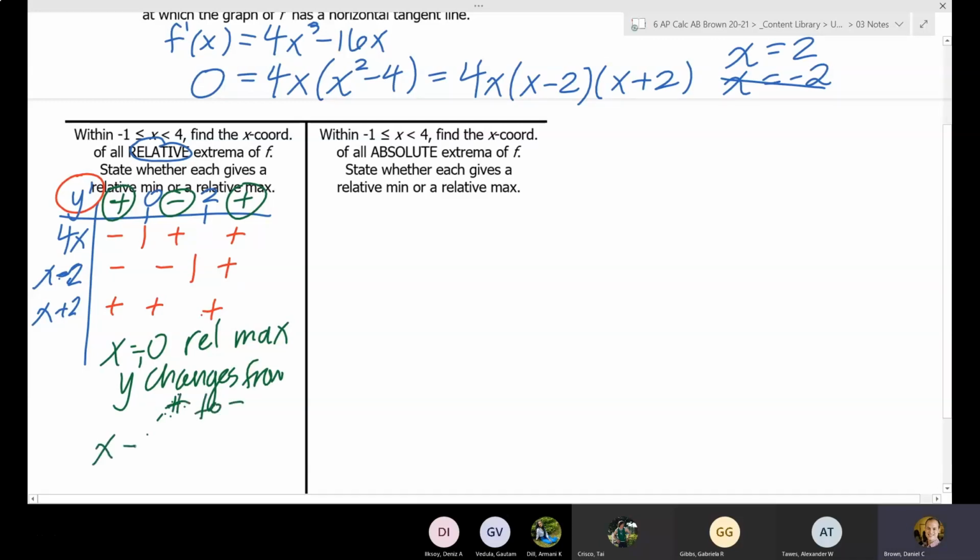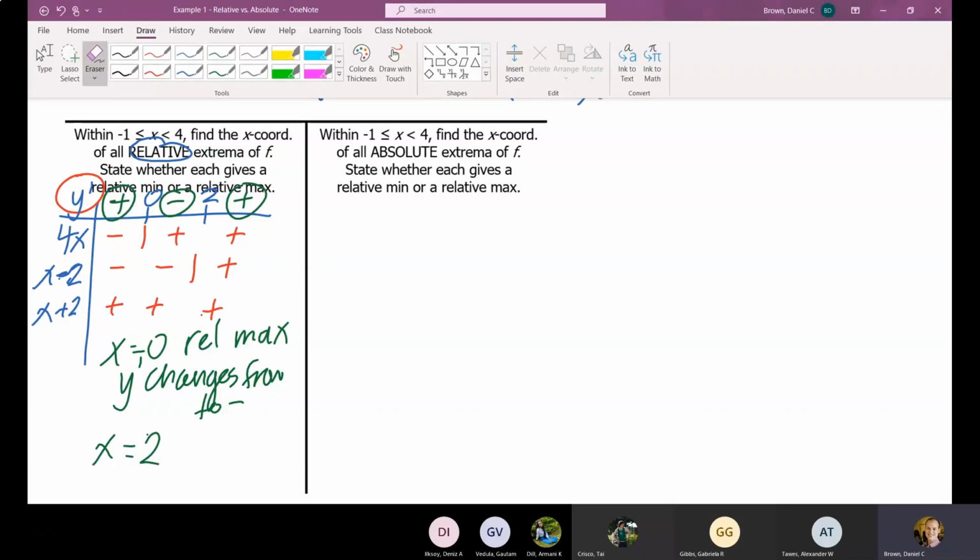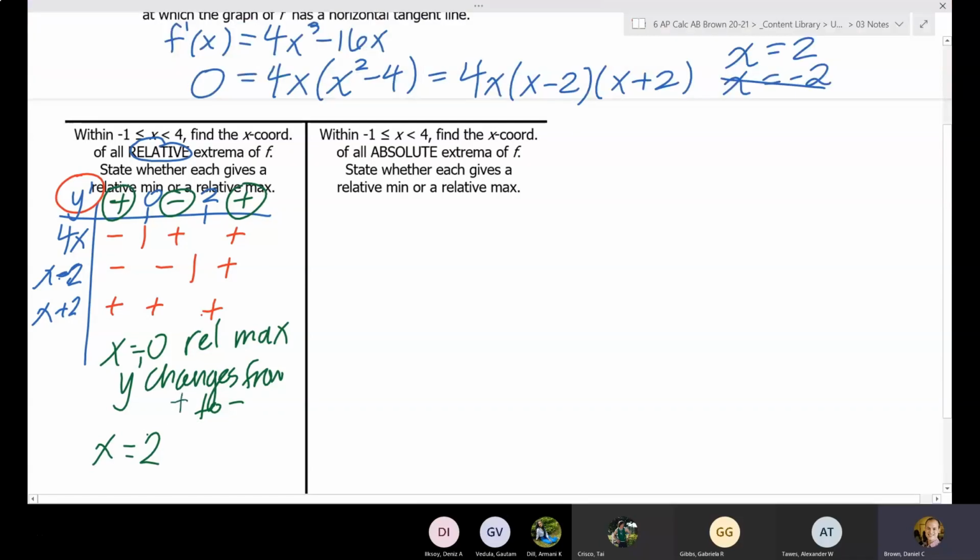And then we can look at x equals 2. What do we know x equals 2 is going to be? A minimum. And we know it's a minimum looking at that sign chart because it goes from negative to positive. So we know the derivative of that function is going down and then back up. y prime changes from negative to positive. So that's what we looked at on Monday.